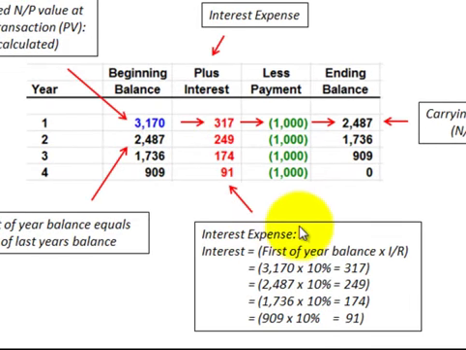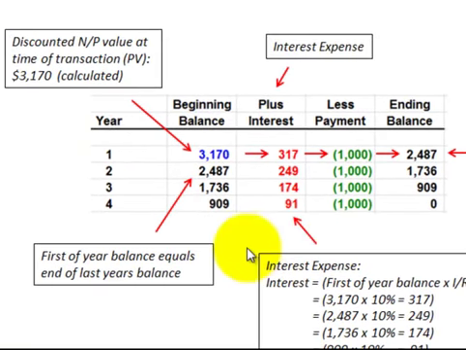All right. Then our interest expense that we are going to use to amortize the discount on the notes payable is calculated here as we use the first year beginning balance times the interest rate. Okay, and then remember our beginning balance equals the end of last year's balance. So the beginning of year 2 balance, $2,487, would be the ending balance of year 1, $2,487.